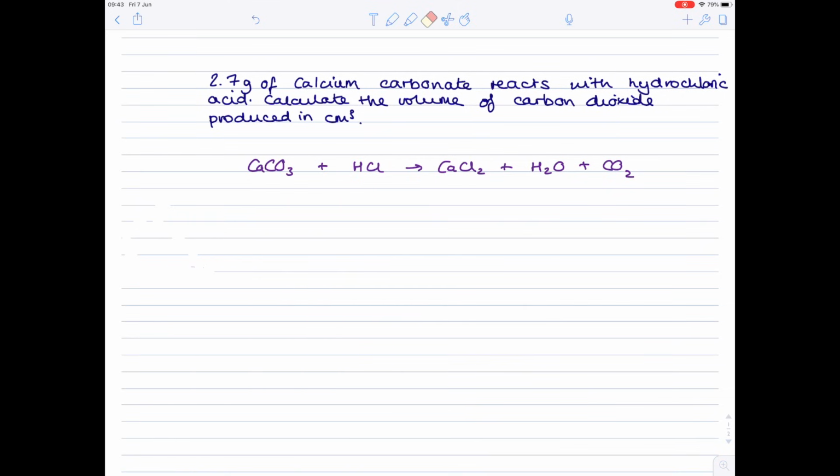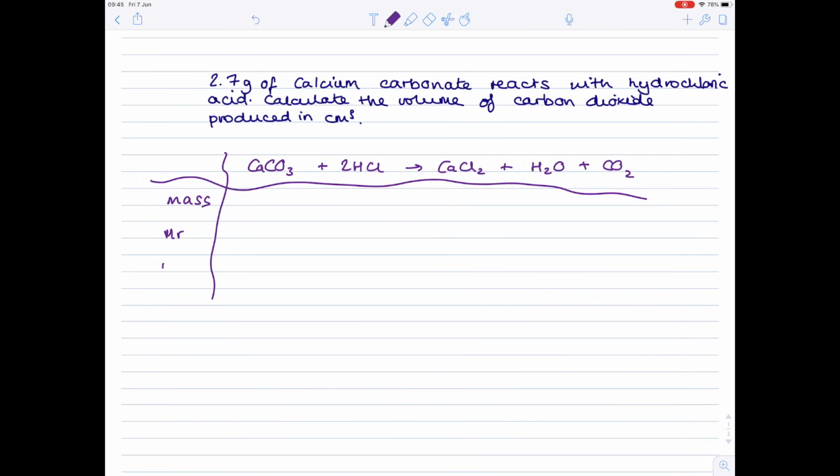Anyway, let's get down to doing the actual calculation. Now remember, it's essential that this is a balanced symbol equation, so I'm going to put a 2 here and then I'm going to double check that everything else is balanced. Yes, it is. So to solve this, I'm going to use my favourite table, which states that mass, MR, number of moles, goes along here. We're using this formula triangle. Mass is MR times number of moles.